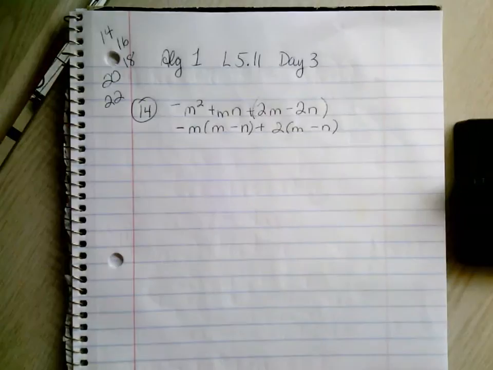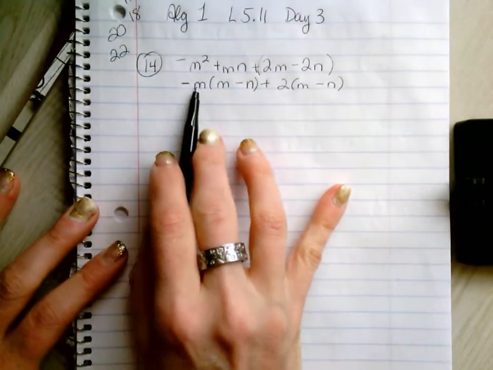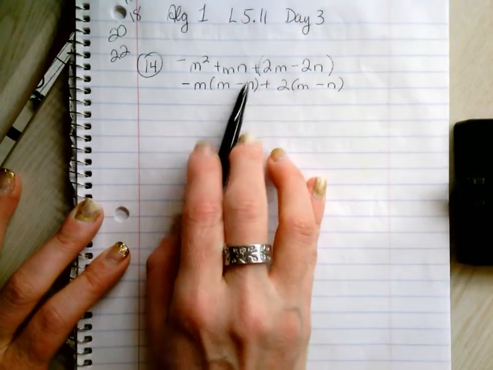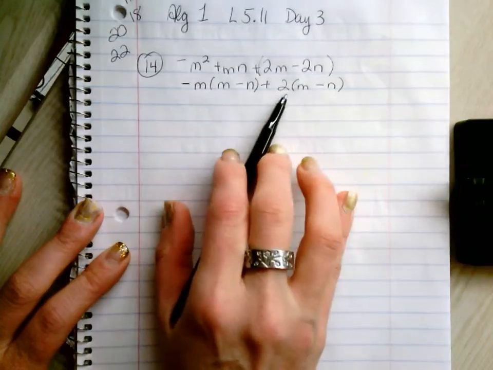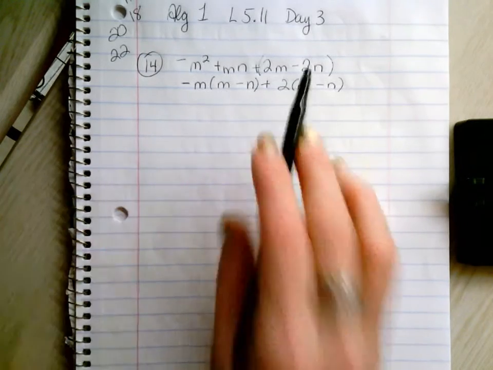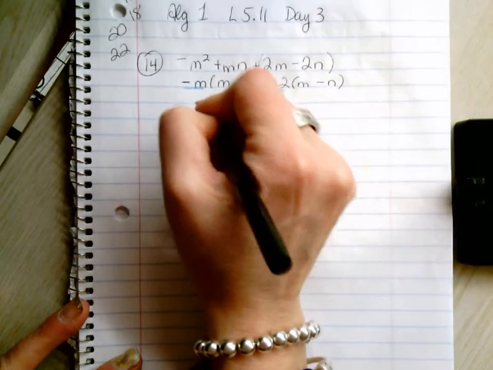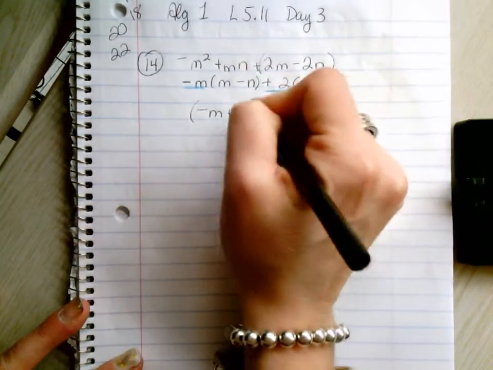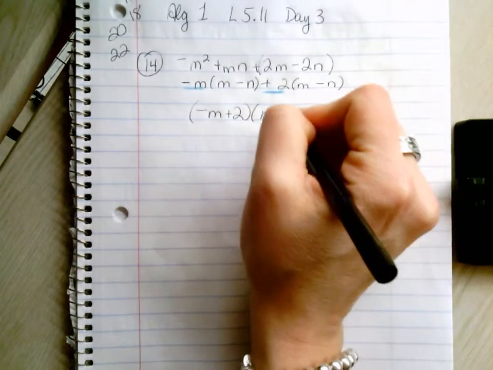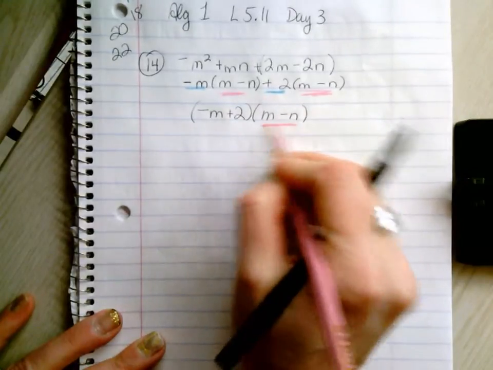Okay, that wasn't so bad. So I just grouped it the way it was, hoped for the best. Factored out the negative m times a positive m is m squared. Negative m times negative n is positive mn. Pulled out the 2 here. 2 times m is positive 2m. 2 times negative n is negative 2n. The two items that share the same factor get grouped together. And you might have it written as negative m plus 2, or maybe you wrote 2 minus m. Either way is fine. M minus n is the shared factor that gets written here.